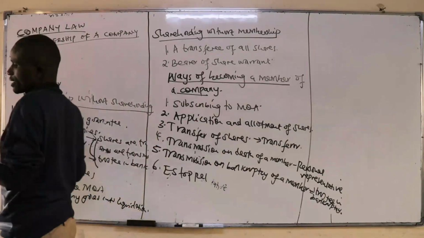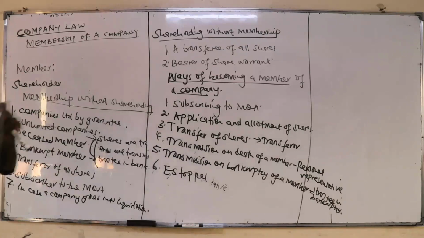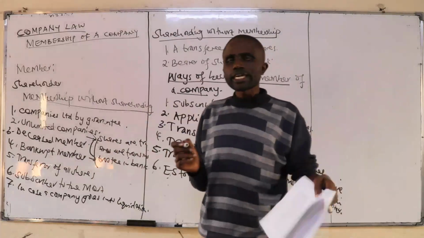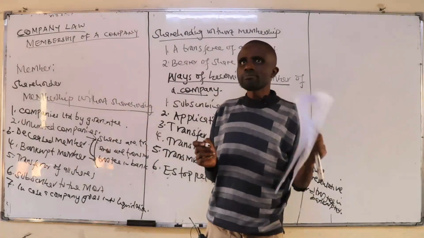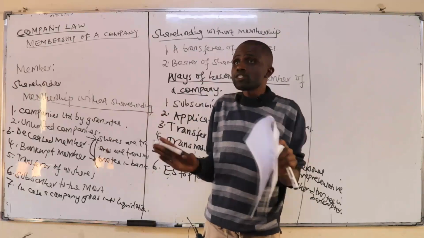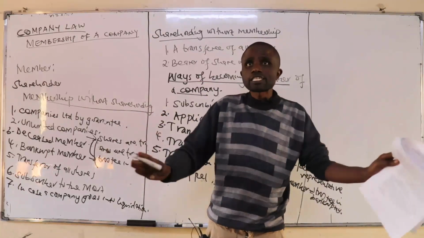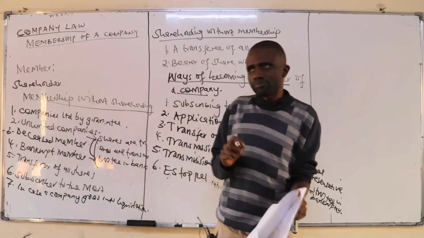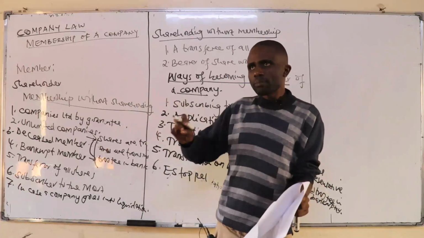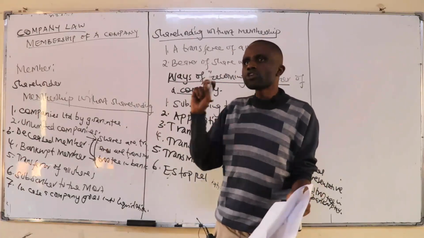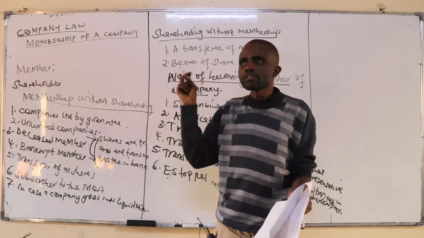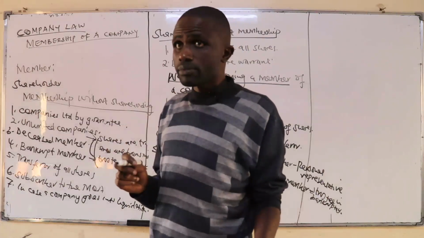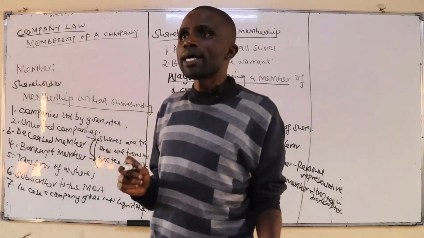Estoppel. I said that if you are aware that your name is in the register of members of a company and you do not take any action to have the name removed, yet you've never applied to be a member of that company, no shares have ever been transferred to you, but your name is in the register of members mistakenly, then you become a member by estoppel. Are you together? You become a member by estoppel.